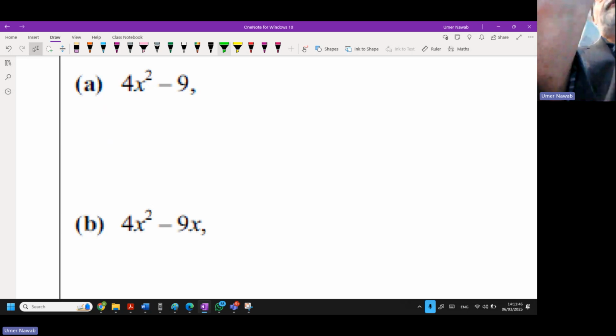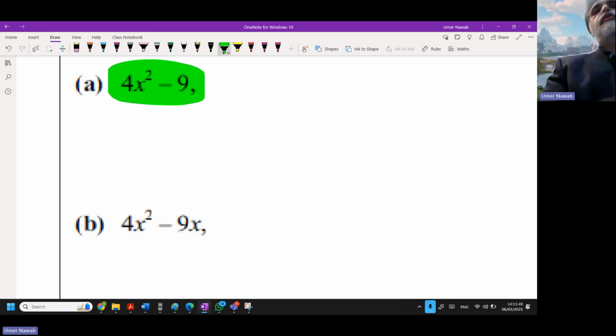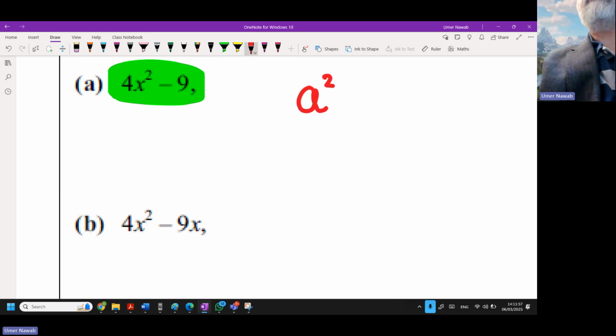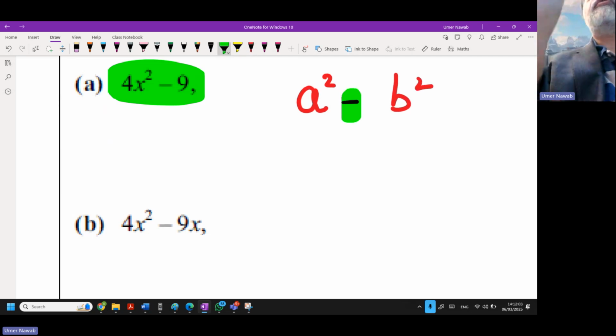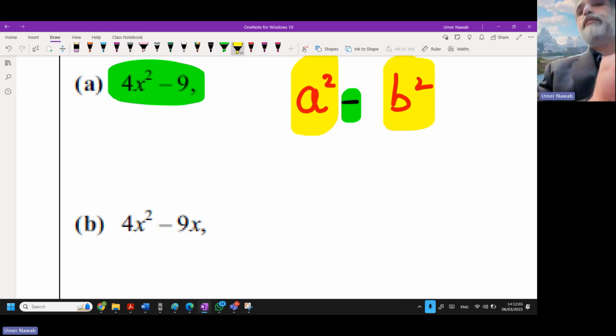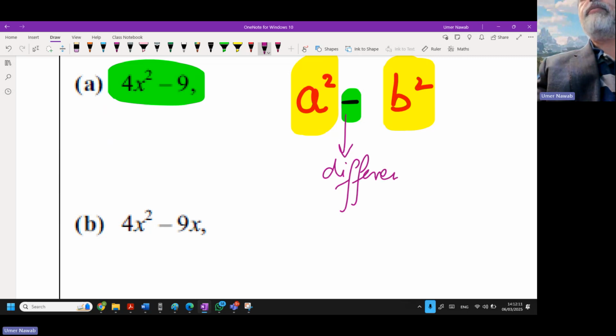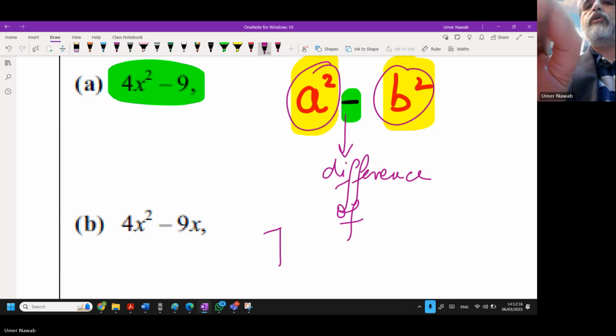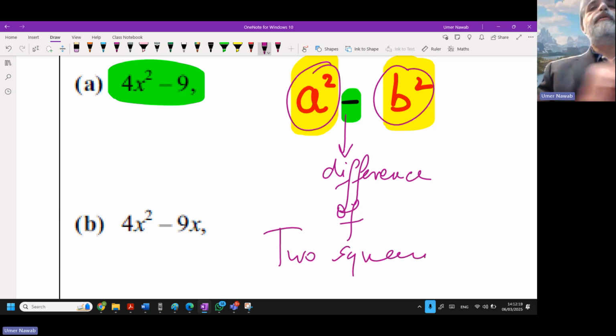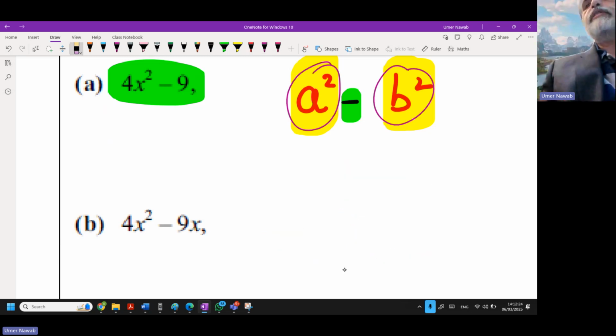Now, the first question, if you see here, it is 4x squared minus 9. Let's recall how we were doing the factorization. There is a famous formula which is called a squared minus b squared, and this is called the difference of two squares. What is this called? Difference, because minus sign means difference of what? Difference of two squares. So what is the formula for difference of two squares we learned during this term?